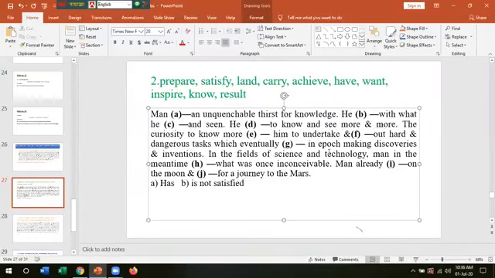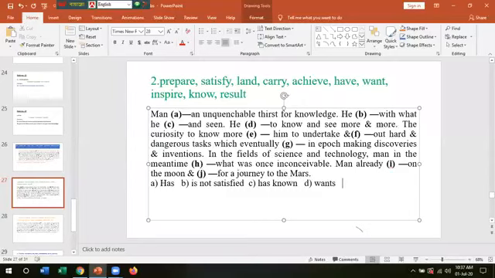Yes, it will be is not satisfied. He is not satisfied with what he has known and seen. He wants to know and see more. Very good. He wants to know and see more and more.